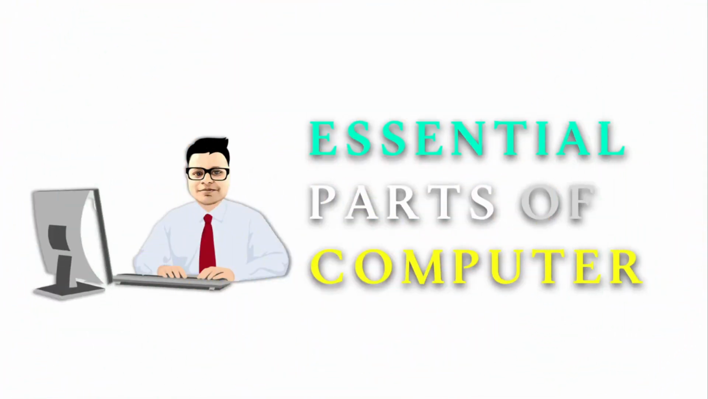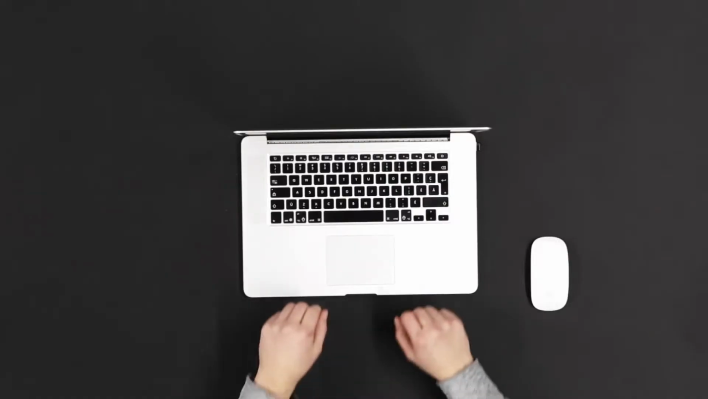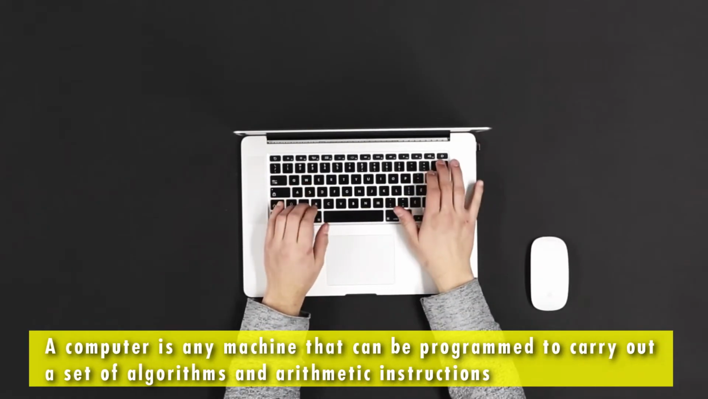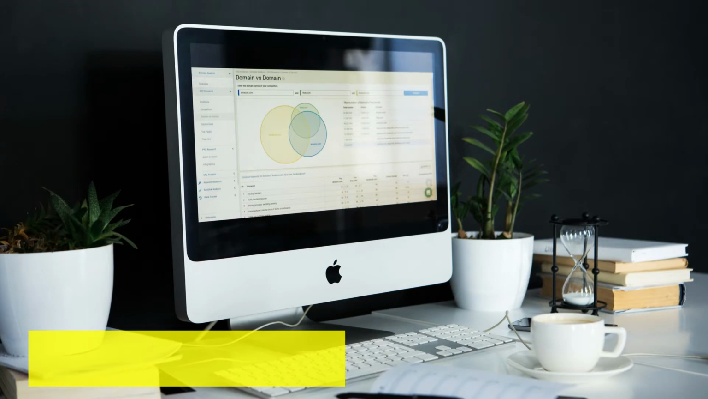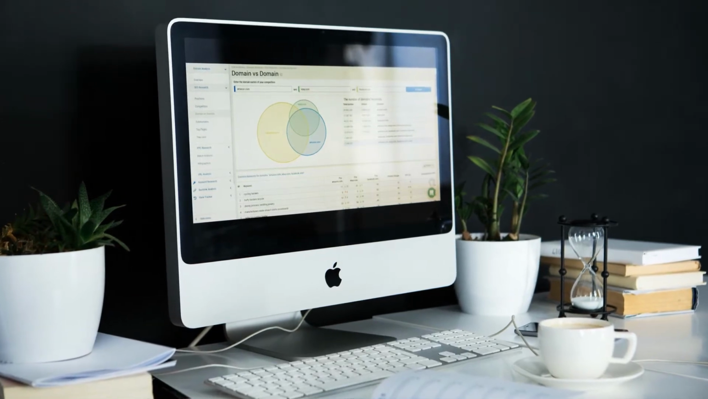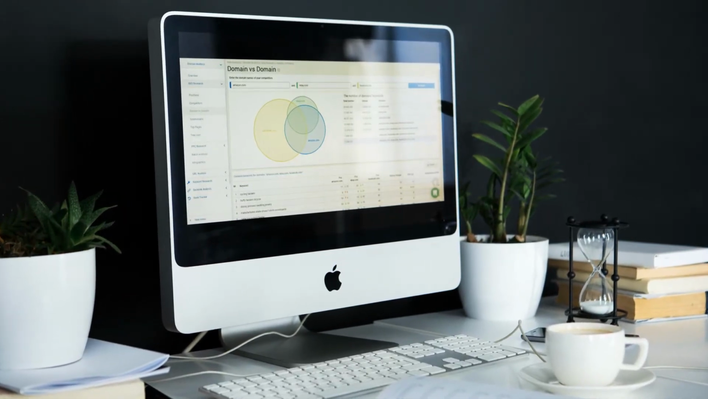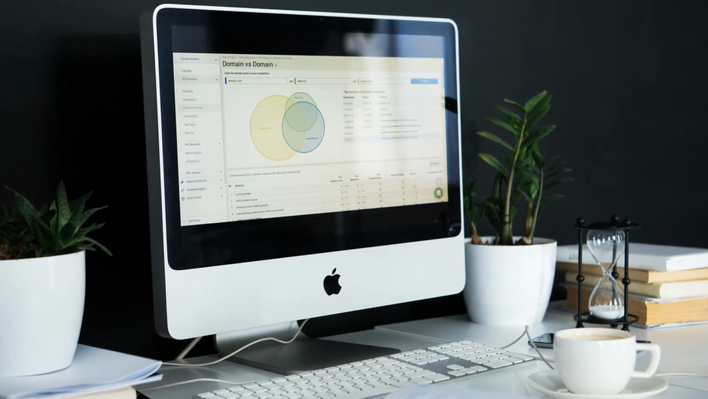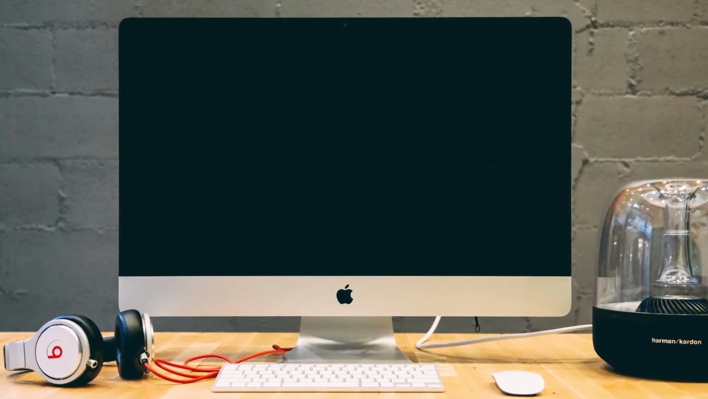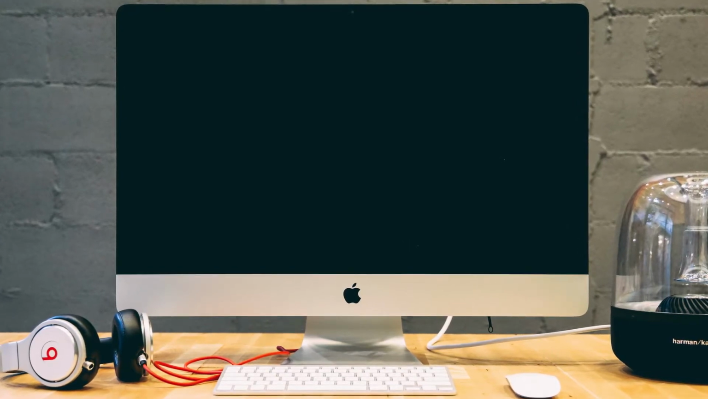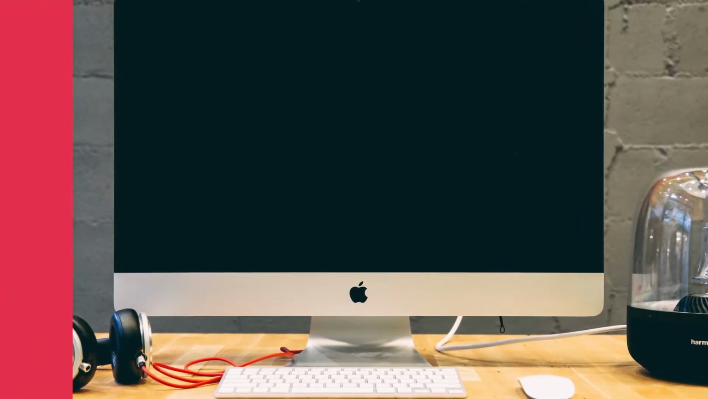In this tutorial, we will discuss the essential parts of a computer. A computer is any machine that can be programmed to carry out a set of algorithms and arithmetic instructions. Saying that computers have revolutionized our lives would be an understatement. The computers we think of today are so much more than that. These machines have completely changed the way we perform all daily tasks.